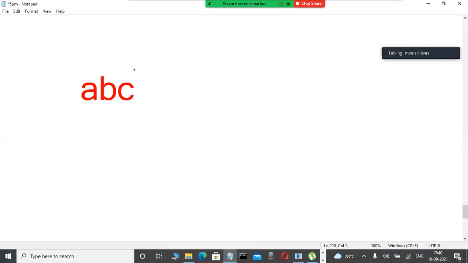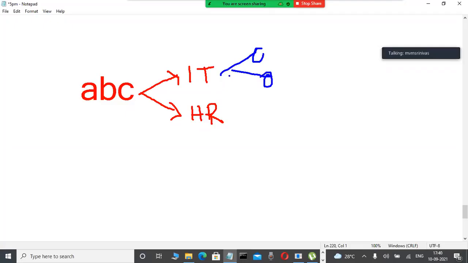For example, in that ABC company, two departments are there. My manager is telling me, okay Murli, this ABC company is in our nation. Two departments are there. One is the IT department, another one is the HR department. He is also telling me that in the IT department, 3 employees are working, and in the HR department, 1 employee is working.